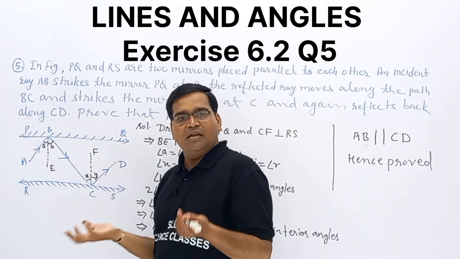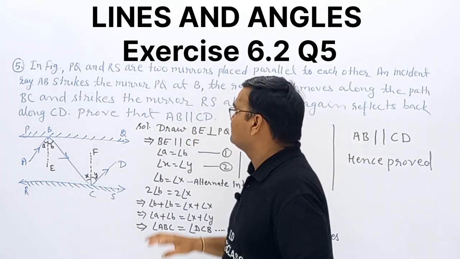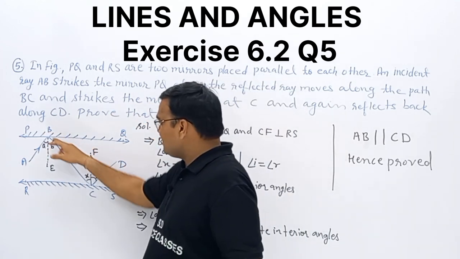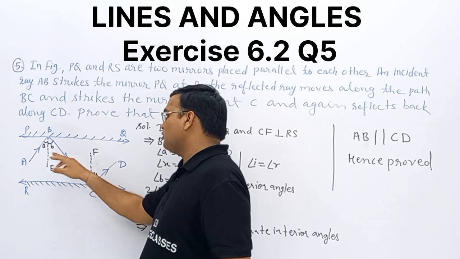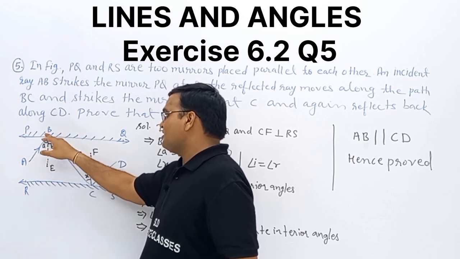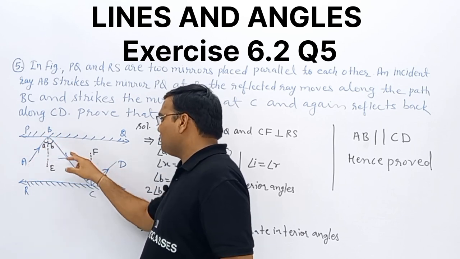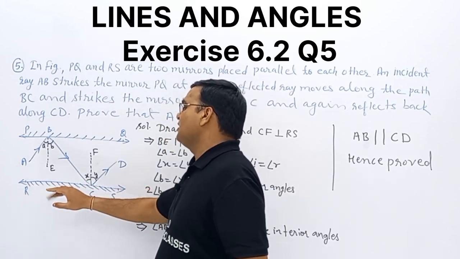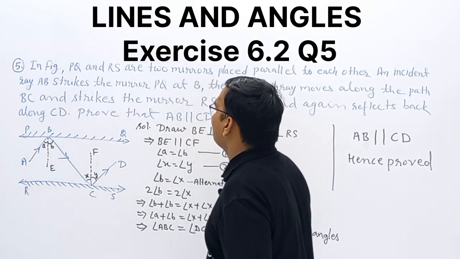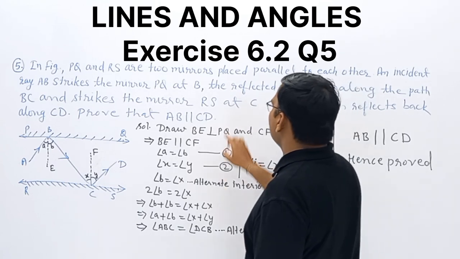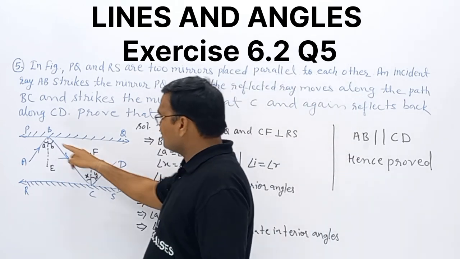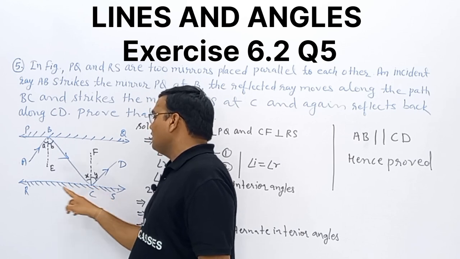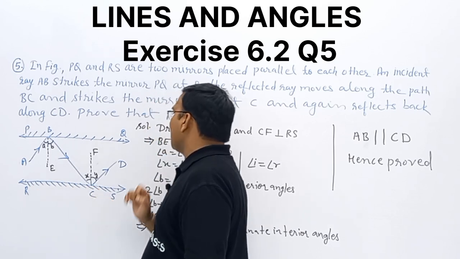This happens in the same medium, in reflection. It strikes the mirror RS. Now BC is the incident ray and this is the reflected ray. And this ray strikes the other mirror RS. So it strikes the mirror RS at C. This reflected ray strikes at the point C of the mirror RS.